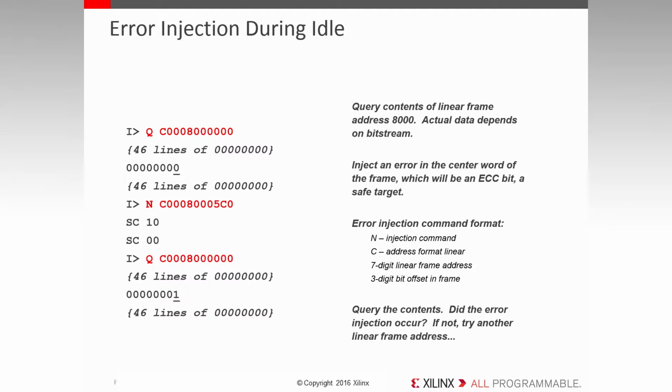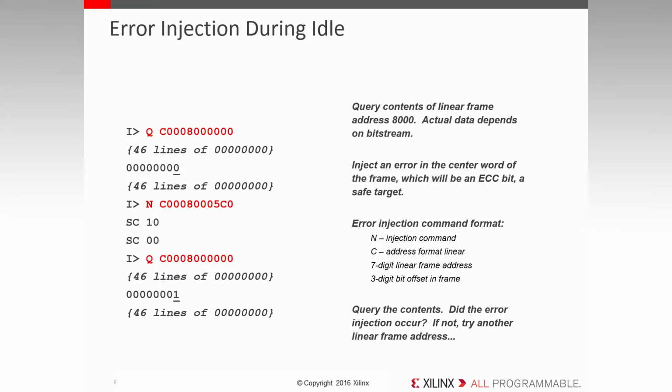The output on the slide is abridged, except for the center word, which here is shown to be 0, but it could have any value based on the bit stream resident in the device. The next command is an error injection command. You give it a 7-digit linear frame address and a 3-digit offset in the frame. The offset 5C0 is in bit 0 of word 2E, the LSB of the center word in the frame. The last command shown here is query to look at the data after the error injection.